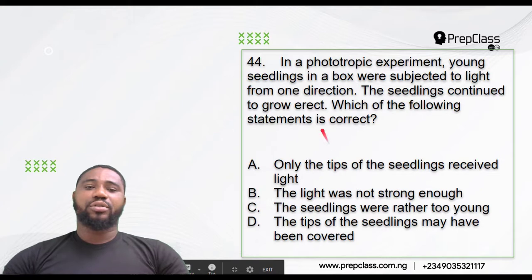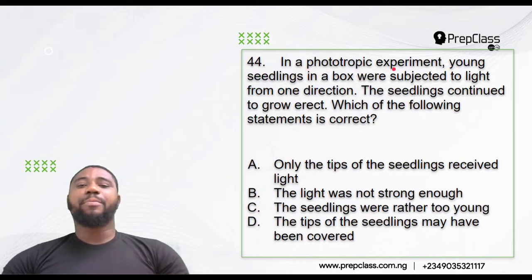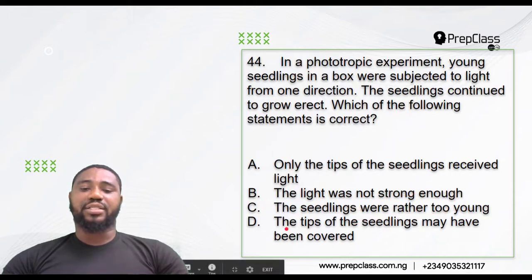44. In a phototropic experiment, young seedlings in a box are subjected to light from one direction only. The seedlings continue to grow erect. Which of the following statements is correct? Is it that only the tips of the seedlings received light? Is it that the light was not strong enough? Is it that the seedlings were rather too young? Is it that the tips of the seedlings may have been covered?